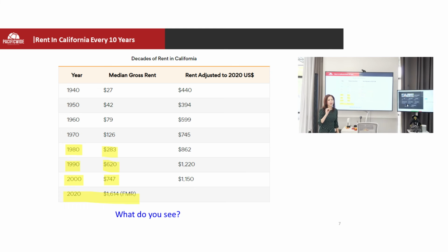So keep this in mind, buying a home is a long-term investment. It doesn't matter, the home price is going to go up and down at some point, but if we keep it long enough, we double it.